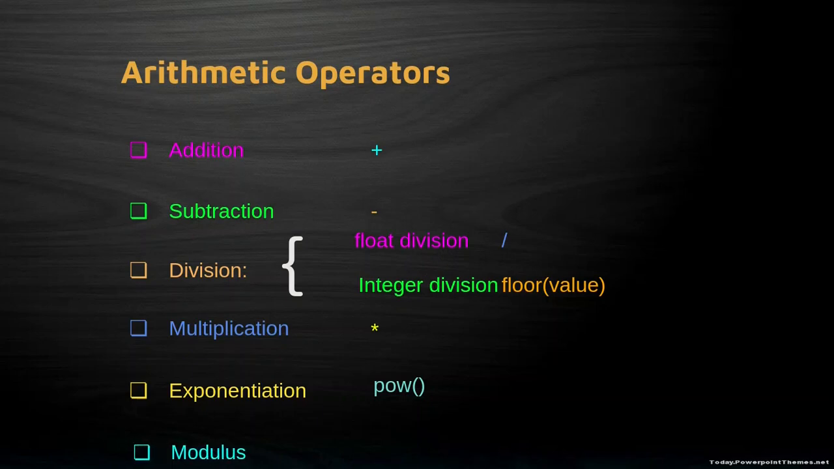Then we have none other than the modulus operator, which is just a percentage sign. What it does is result in a remainder. So if you divide two numbers, and the number you divide by doesn't go fully into the other number, the result you get is not how many times it goes in, but the remainder of the division. And then power: we're just raising a number to a power, say 2 to the power 2 is going to be 4.